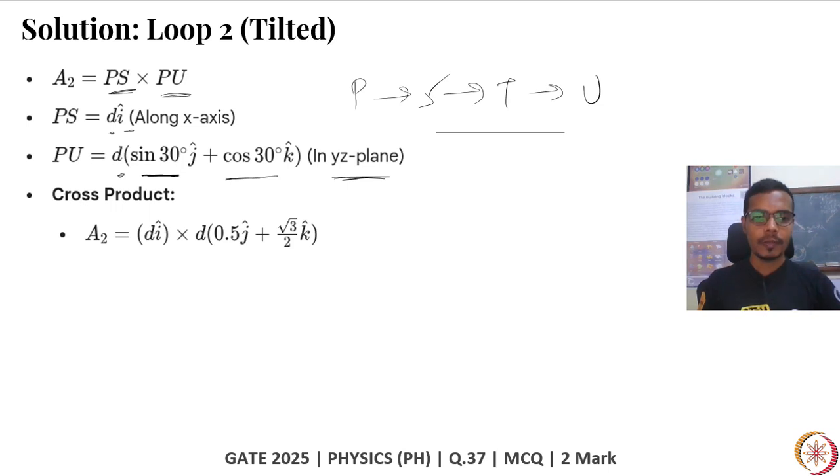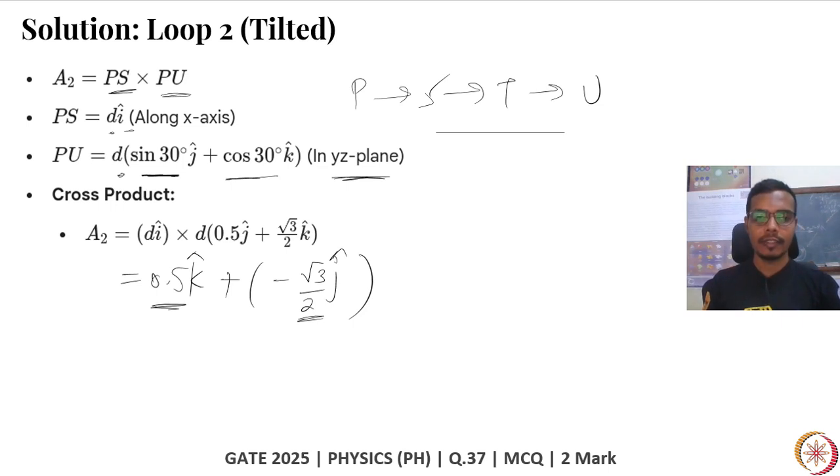If you implement the cross product, i cross j gives us k hat, and the magnitude would be 0.5, plus i into k would be negative j, and the magnitude would be root 3 over 2. So this gives us a positive Z component of 0.5 and a negative Y component. Notice the positive 0.5 k hat here. This is going to be crucial in the next sections.